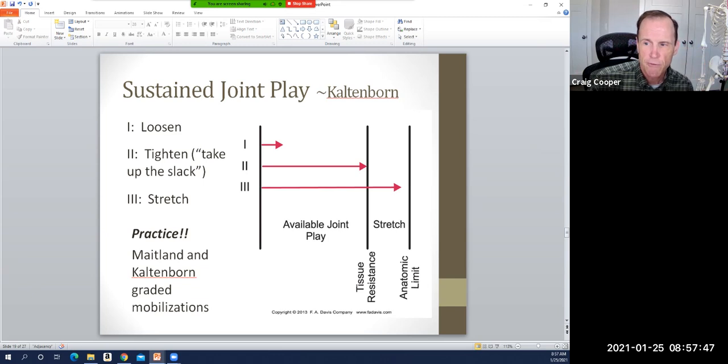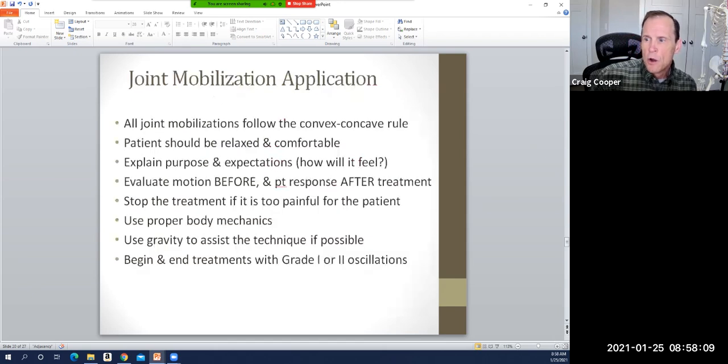The oscillatory have a 1 through 5 if you count the high velocity thrusts, 1 through 4 if you're talking about just a more traditional oscillatory motion. But then Kaltenborn is sustained. And like I said, when we get to mobilizations with movement, that's what Kaltenborn is kind of all about. That's what's used with those. All right, so a lot to think about.